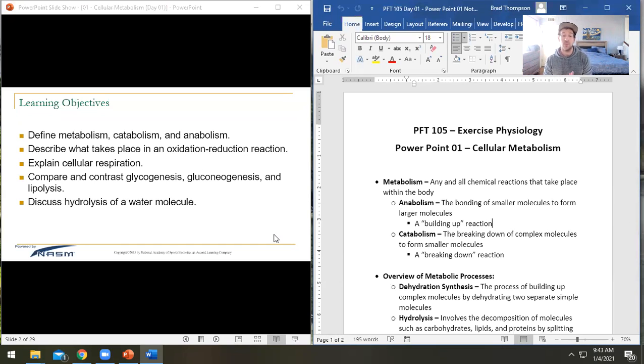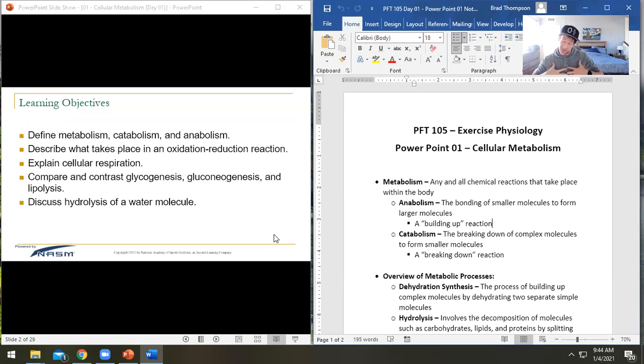We want to understand what's taking place during what's called an oxidation reduction reaction, which is hard to say, but basically how your body is going to oxidize molecules to release a big amount of energy. We're going to talk a little bit about cellular respiration. You're breathing in air right now and you're spitting out CO2. Air goes in, CO2 comes out. Oxygen, CO2, oxygen, CO2. You are respirating.